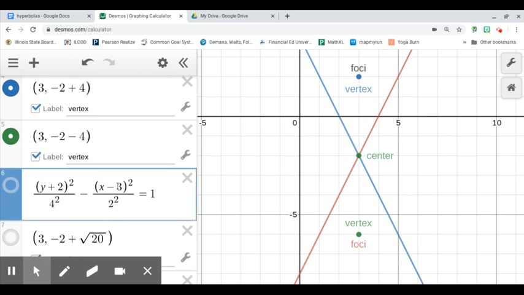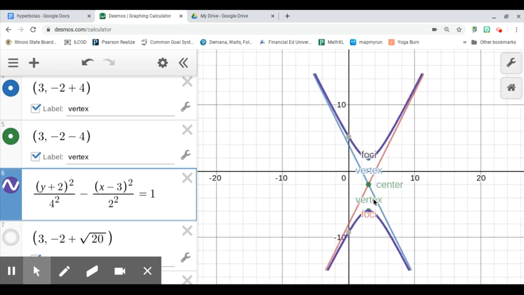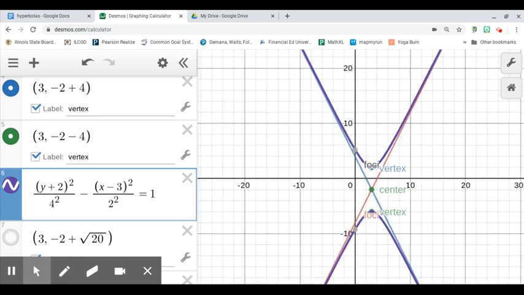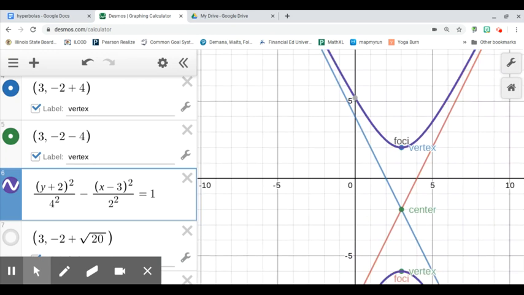So put our change in x down here and then square it, because remember these equations are b squared and then a squared. A squared always lives under your x squared. B squared always lives under your y squared. Okay, so I typed that in, and ta-da, there. Now my hyperbola is drawn, my two parabolas, and it looks really great.